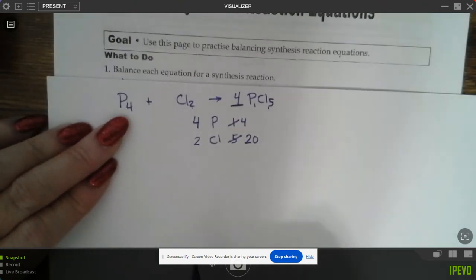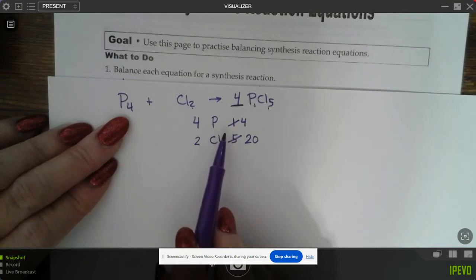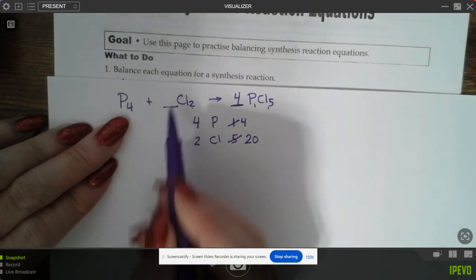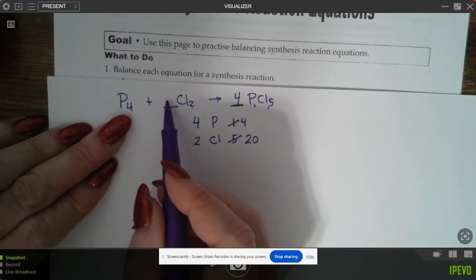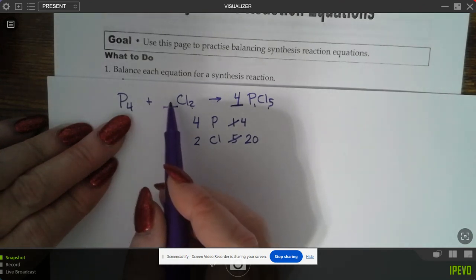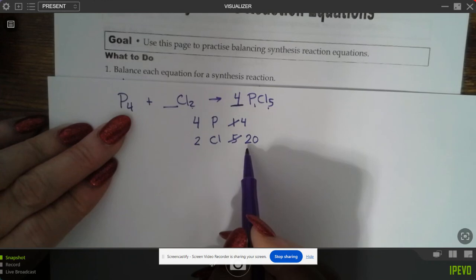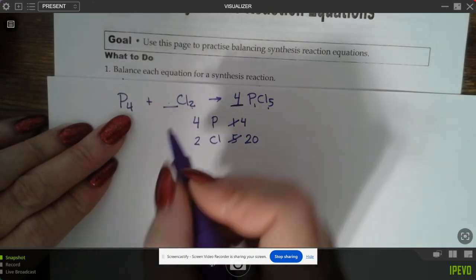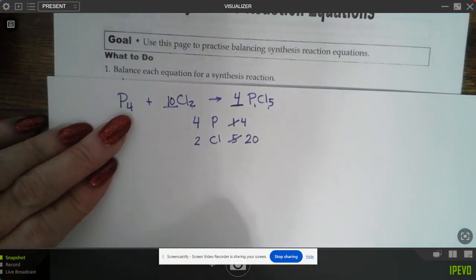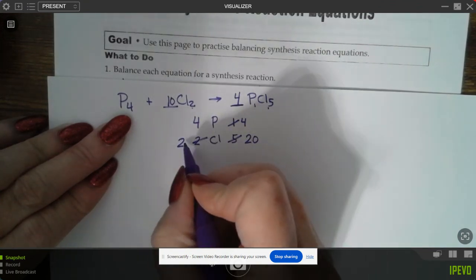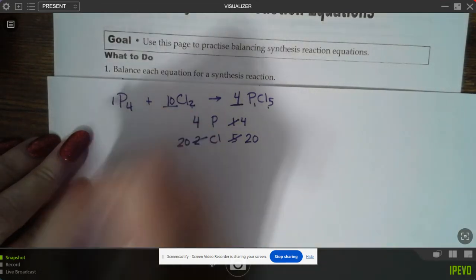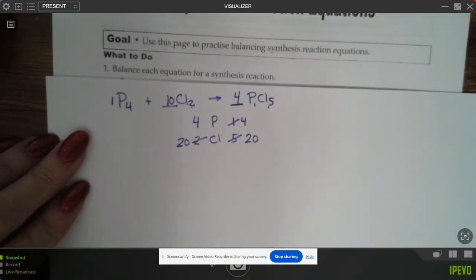Okay, so my phosphorus is balanced, my chlorine is not. So I have a Cl2. So I have to think, what do I have to put here to give me 20 chlorines? So I need something times 2 is 20, so that is going to be 10. 10 times 2 is 20. So now my equation is balanced. All right, so 1, 10, 4.